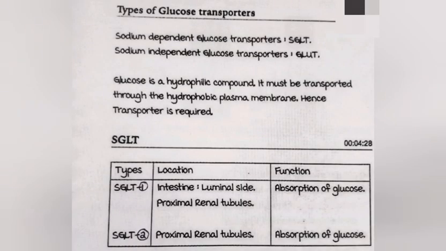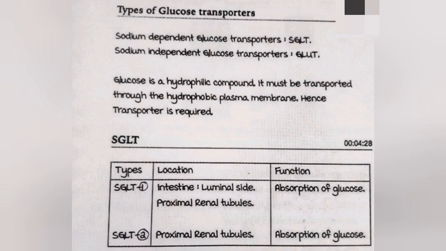Hello friends, in this video we will discuss the glucose transporters. Friends, glucose is a hydrophilic molecule which cannot pass through the lipid-rich membranes of our cells. So the body has developed channels or transporters, which we call the glucose transporters, which help in the transport of glucose molecules into the cells from the extracellular fluids.